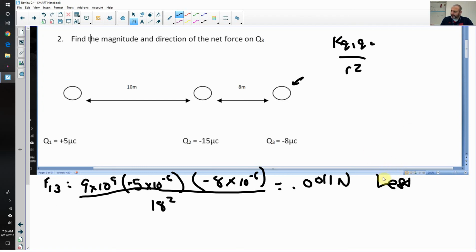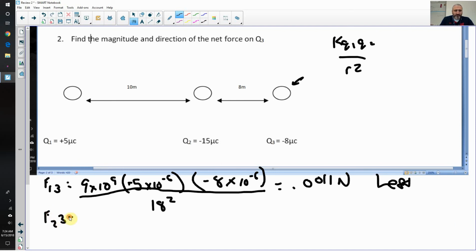Okay, and I know on the answer key it says to the right, and I'm not quite sure why. I think we got that a little bit backwards. So Q3 is attracted to Q1, and if that's the case, it should be going to the left. So this is correct. The answer sheet looks like it's just a little backwards.